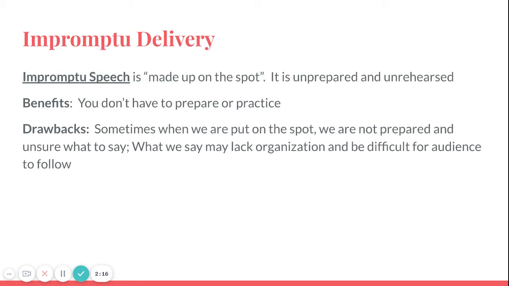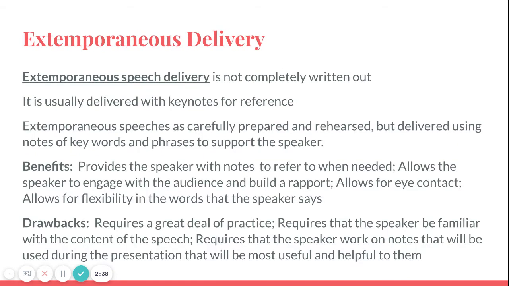An impromptu speech is a speech that's made up on the spot. It's unprepared and unrehearsed. The benefit is that basically you don't have to practice or prepare. The drawbacks are that sometimes when we are put on the spot and we're not prepared, we just don't know what we want to say. We may lack organization and we may not be able to really communicate clearly what our thoughts are.